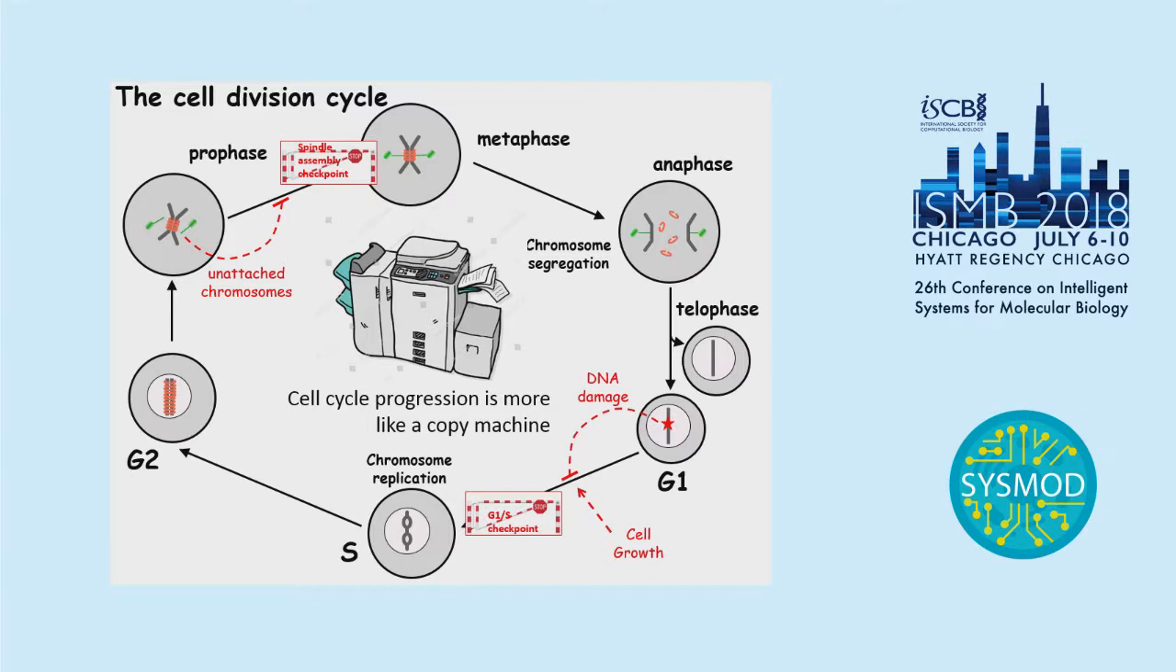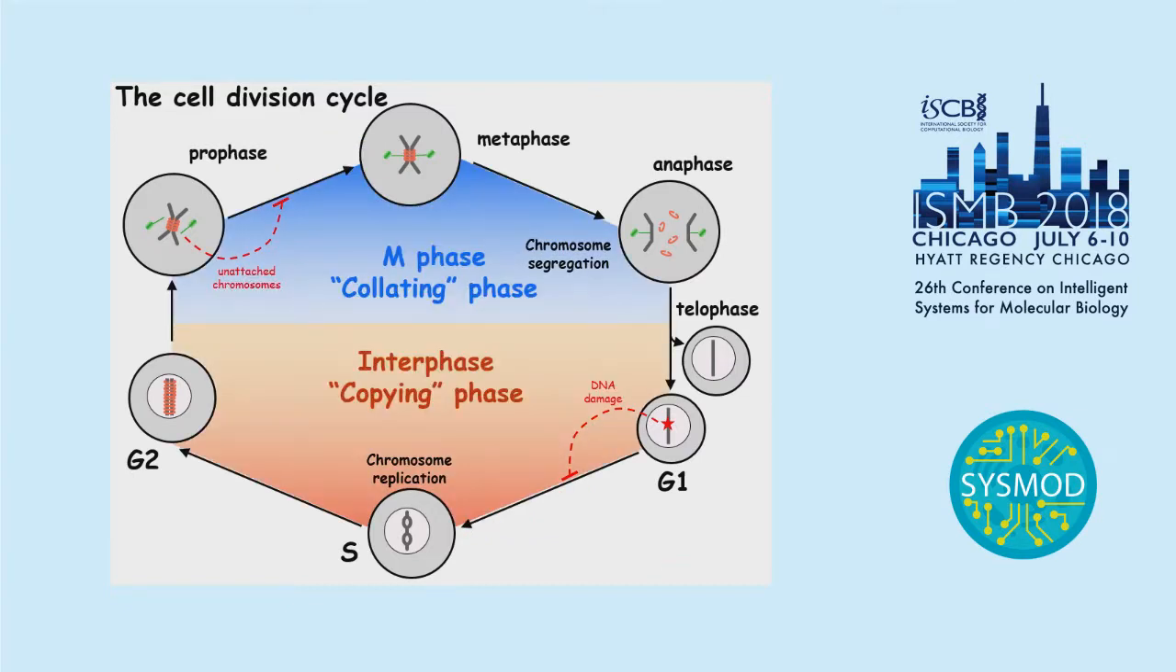So what we really want to focus on here are not the periodicity of the cell cycle, but the checkpoints that make sure that cell cycle copying and collating is done properly so that mistakes are not propagated to future generations of cells. Now, conceptually, we'll divide the cell division cycle into two phases, which we'll call interphase and M phase. Interphase consists of G1, S, and G2. That's the copying phase of the cell cycle machine. M phase, or mitosis, is the collating phase, when all the copies are segregated to the two daughter nuclei.